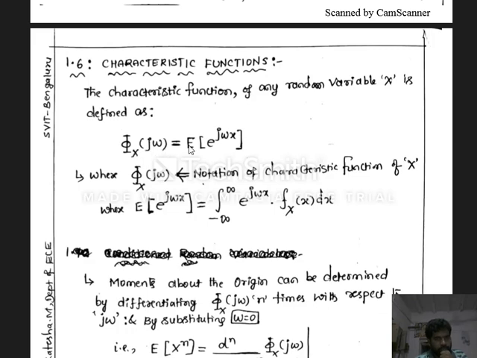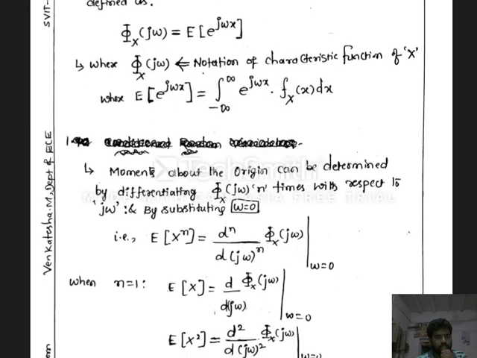It is defined as the expectation operator operating on e to the power of j omega x, and this we can expand by using the expectation definition in terms of an integral. Here j is the imaginary operator, omega is the angular frequency, x is the independent variable. That means we can expand the expectation of e power j omega x, that is the characteristic function, as the integral from minus infinity to plus infinity of e power j omega x into the PDF of the random variable x, that is fx of x with respect to x.